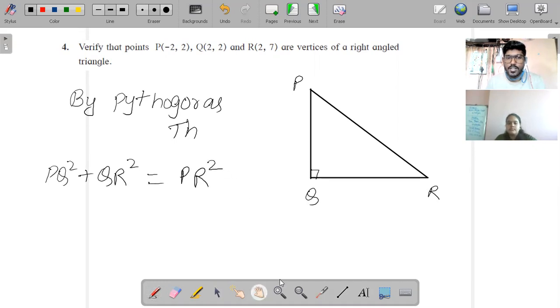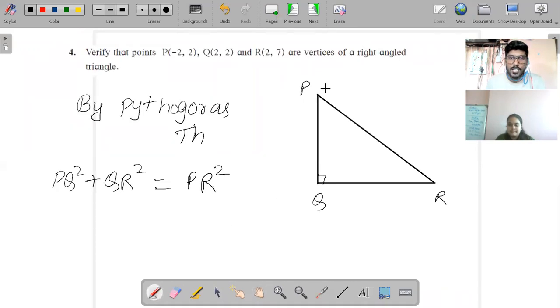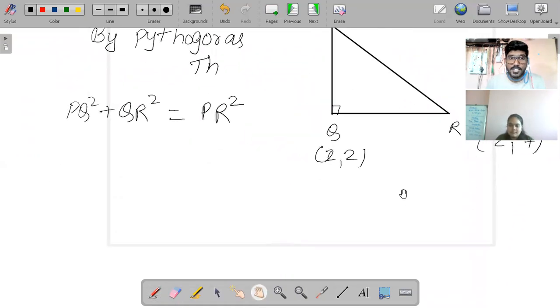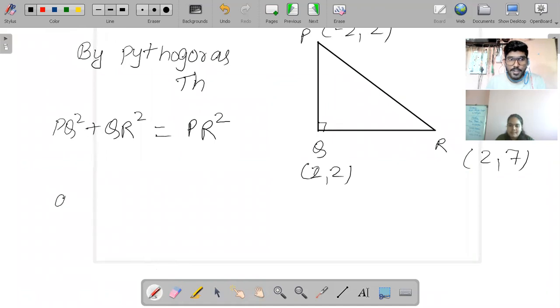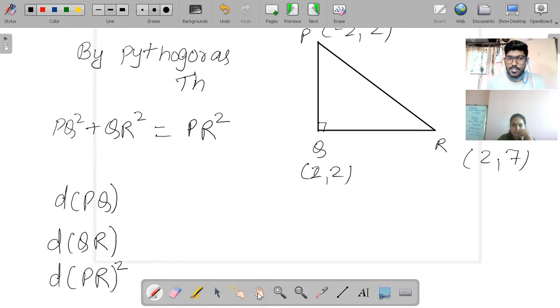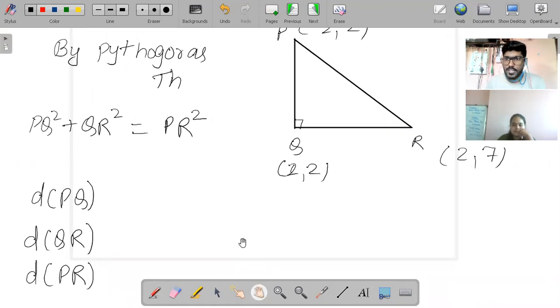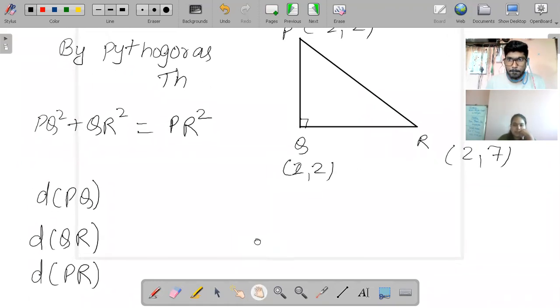Now we have to verify that P has coordinates -2, 2, Q has coordinates 2, 2, and R has coordinates 2, 7. You have to verify that this is a right angled triangle. So what you do is find out distance PQ by distance formula, find out distance QR by distance formula, and lastly find out distance PR by distance formula. These three distances you will find by using distance formula. This much clear?